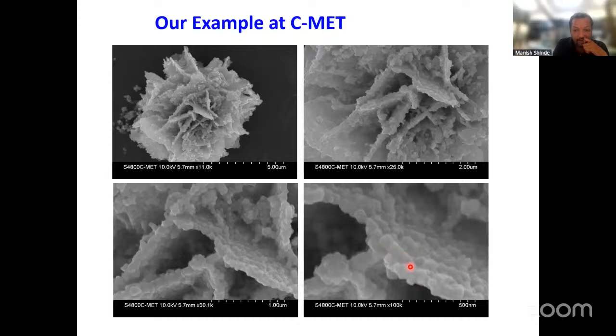Some rod-like structures are also there. The thickness of those rods is also 70 to 80 nanometer. That means these are nanoparticles coming together, agglomerating and forming a petal. Now these petals are forming together a flower-like structure.